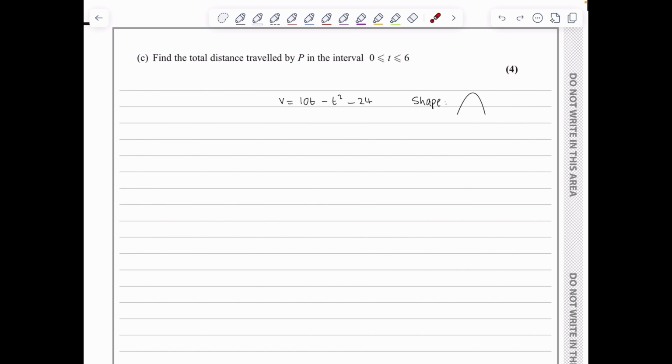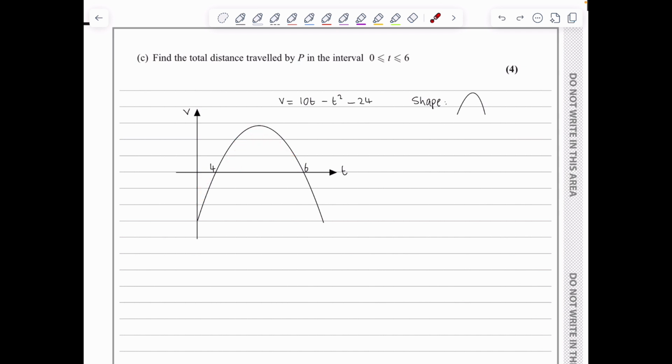So the graph of the velocity against the time looks something like this. We're trying to find the total distance traveled in the first 6 seconds, which is given by the area between the curve and the t-axis between 0 and 6.